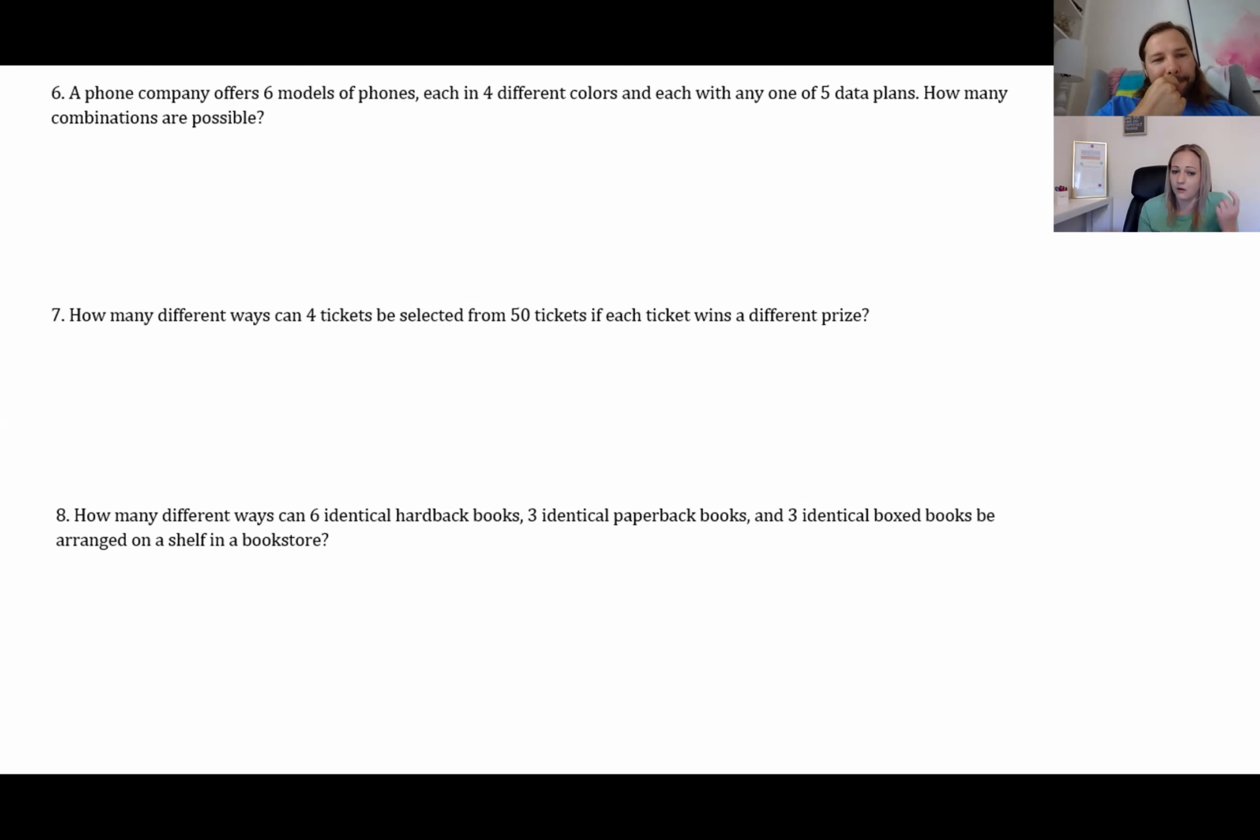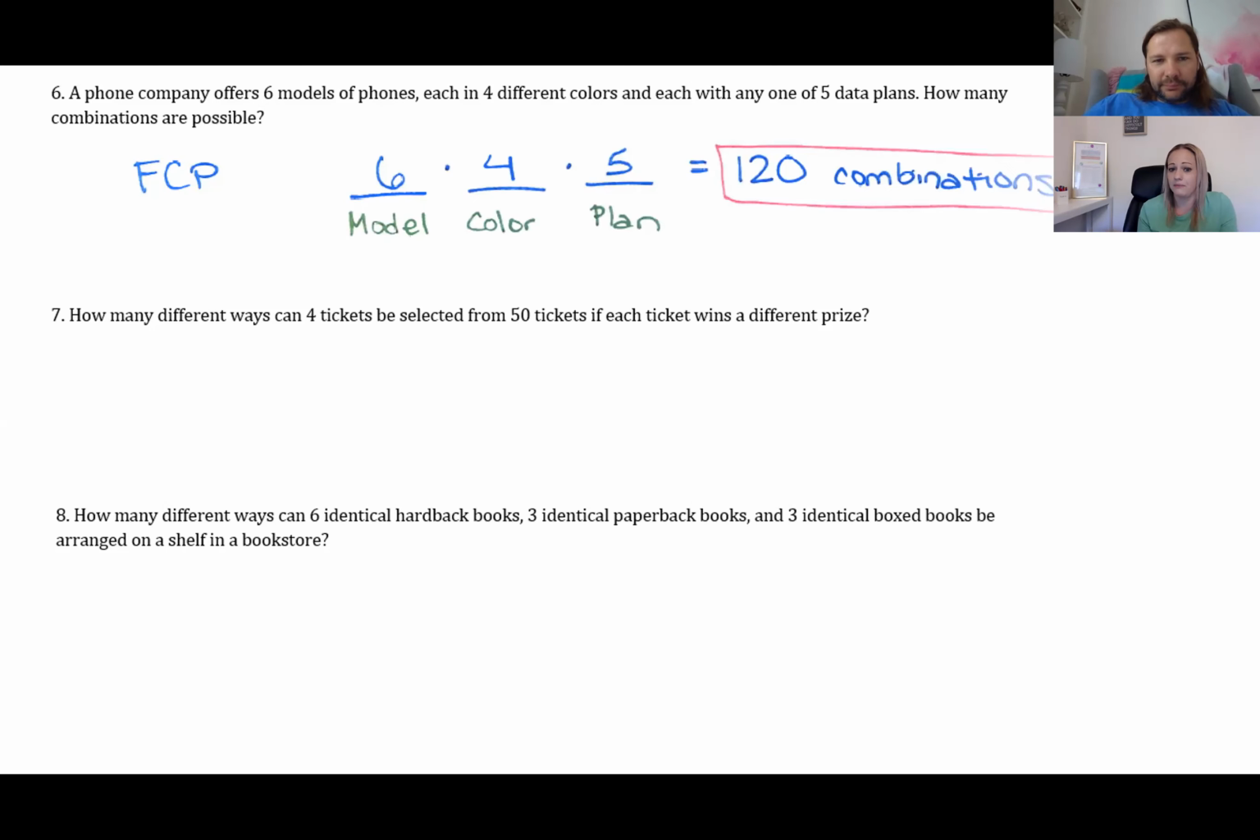Okay, so hopefully this kind of sounds just like the soup and salad thing. Okay, so all you have to do, according to the fundamental counting principle, is just take the number of choices that you have for each category and multiply them together. So we have 6 options to choose from for the model, 4 for the color, 5 for the plan. So 6 times 4 times 5 comes out to 120 different combinations. Great.